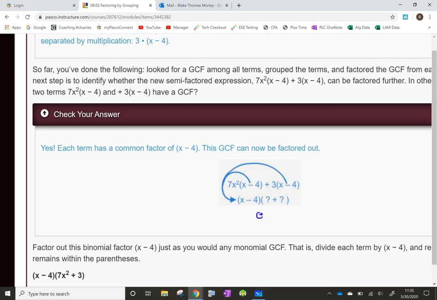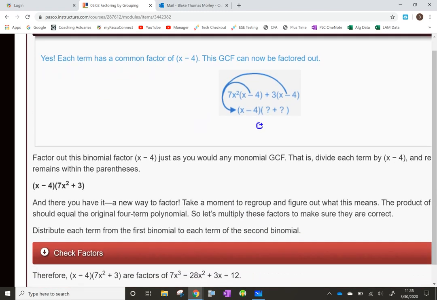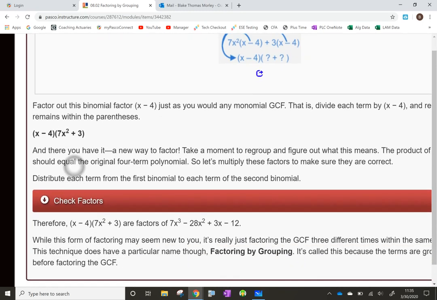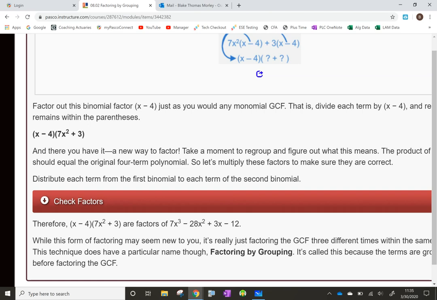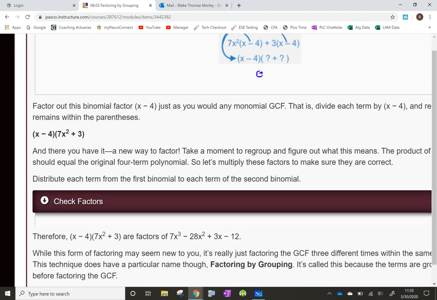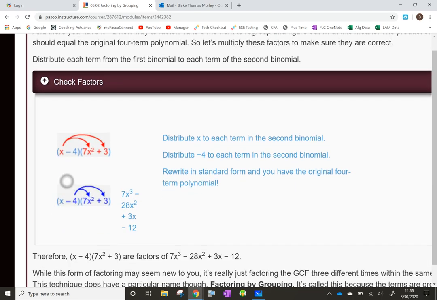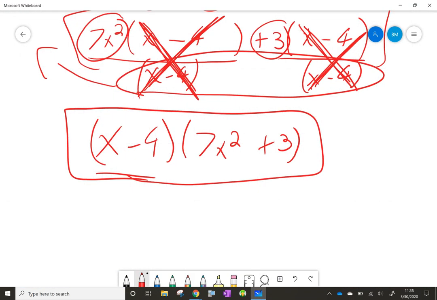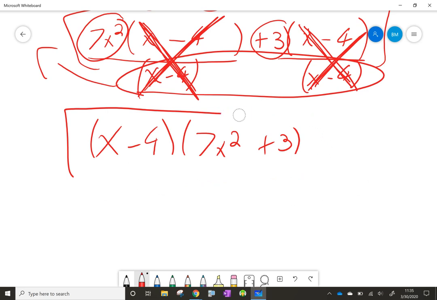If they take the x minus 4 out of the two groups, then what's left? Well, 7x squared would be left of the first group, and the 3 would be left of the second group, which is why you see on the left side of the screen the 7x squared plus 3. That's what's left over. Now, if you want to go through the process of checking your answer, you can distribute all this back together and see it give you the same result. Remember, distributing and factoring are just opposites of one another.